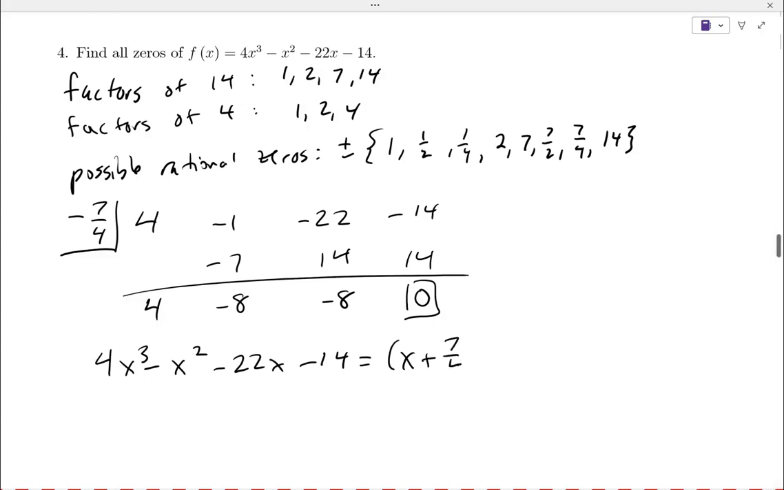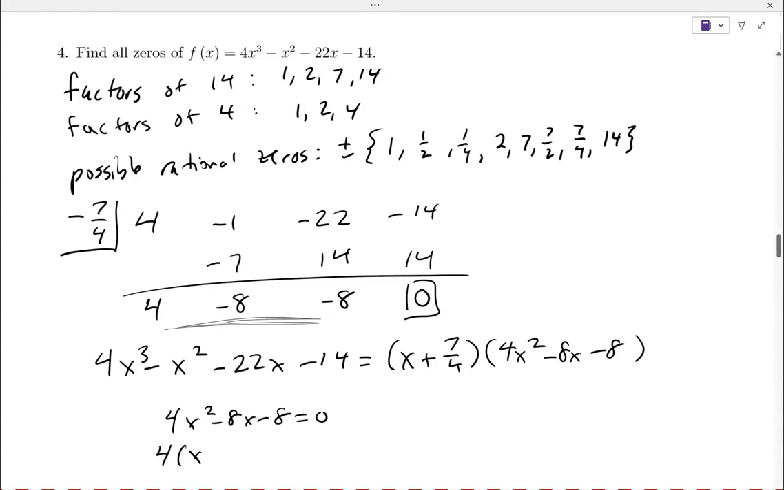X plus 7/4 is one factor. What's the quotient? Good. 4x squared minus 8x minus 8, right? We agree? Because again, we went from a cubic to a quadratic, and then these are the coefficients here. Let's set it equal to 0. Again, you should always try to factor it if you can.